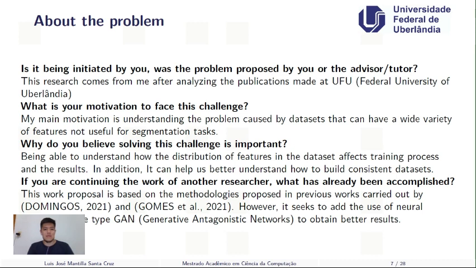Why do you believe solving this problem is important? It's important because the appropriate distribution of features in the datasets affects the training process and, obviously, the results. If you are continuing another research, what has already been accomplished? Many researchers have been working with this kind of methodology, even at UFU, and I would like to continue improving those methodologies and use GANs to do that.